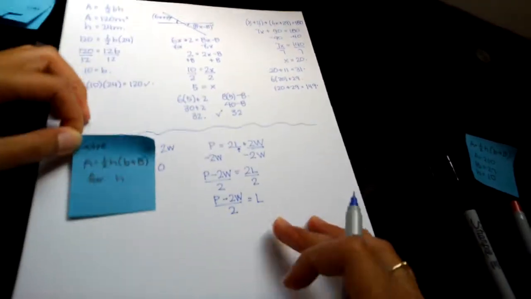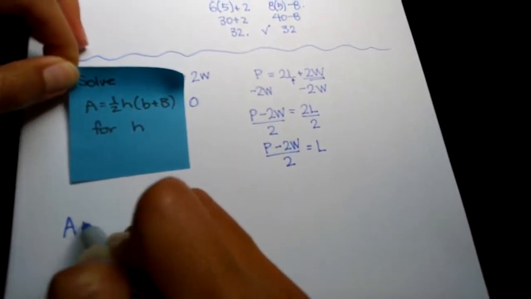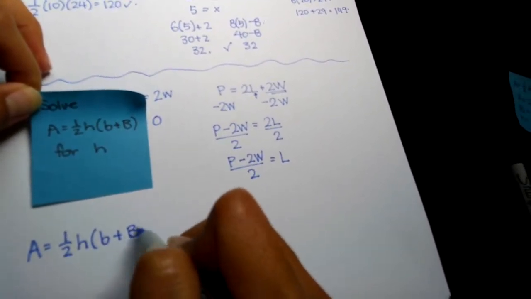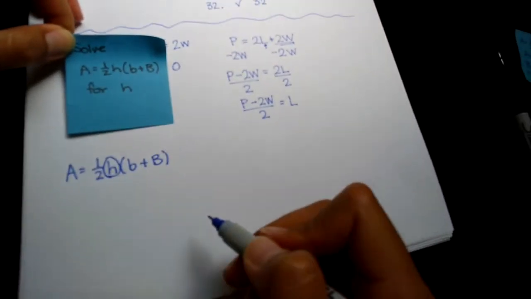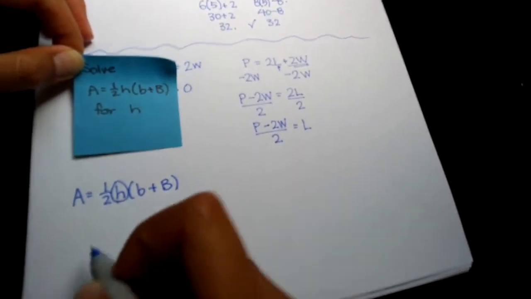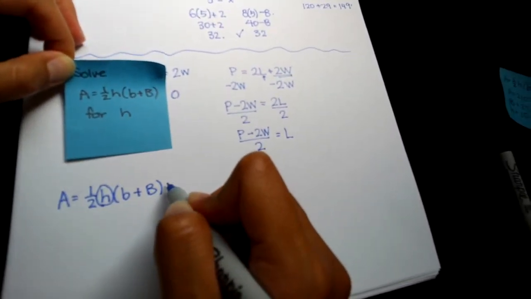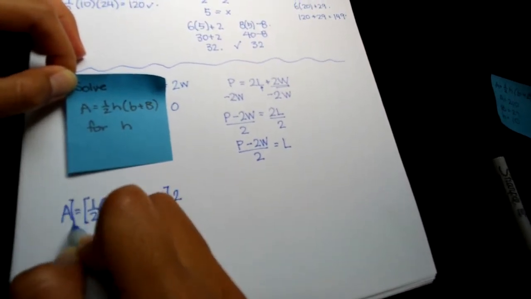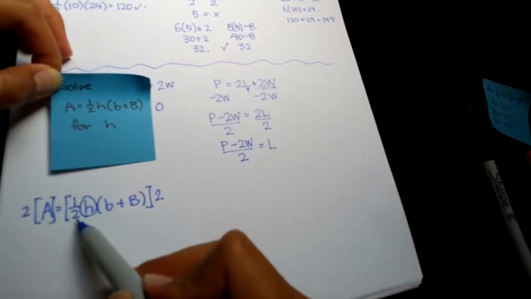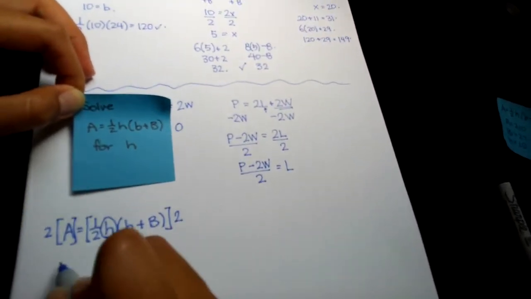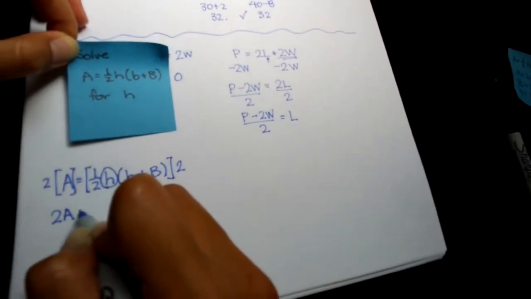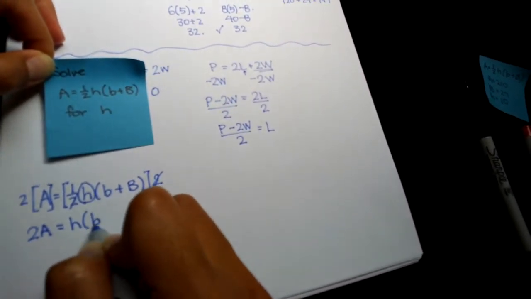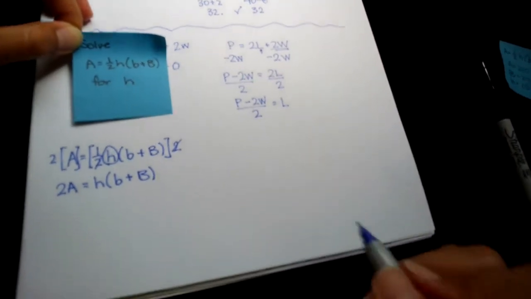So last one. This is the area for the trapezoid, right? 1/2 height times little b plus the big B, and we want to solve it for H. Okay, so a little bit different than before. So the first thing we want to do is I'm going to multiply the entire thing by 2 because that's the multiplicative inverse of 1/2, right? So I'm going to have twice A is equal to, now that's going to cancel out with this one, so height times base plus big base.